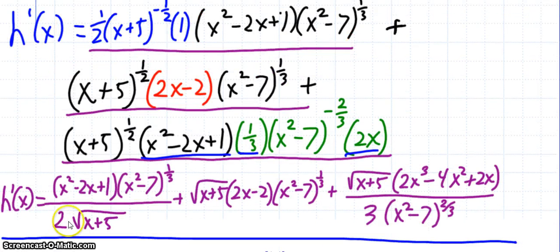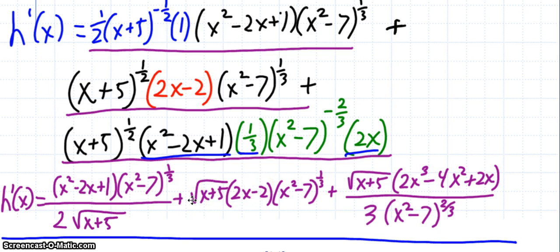Alright, so this one gets a little messy. But h prime of x is going to be the quantity x squared minus 2x plus 1 times the quantity x squared minus 7 to the 1/3 over 2 root x plus 5, plus root x plus 5 times the quantity 2x minus 2 times the quantity x squared minus 7 to the 1/3, plus root x plus 5 times the quantity 2x cubed minus 4x squared plus 2x over 3 times the quantity x squared minus 7 to the 2/3. Don't simplify. Just leave it.